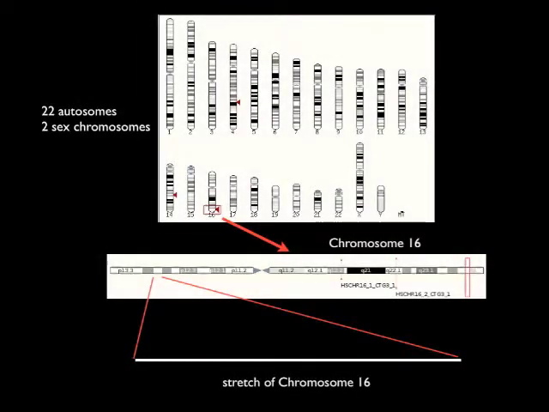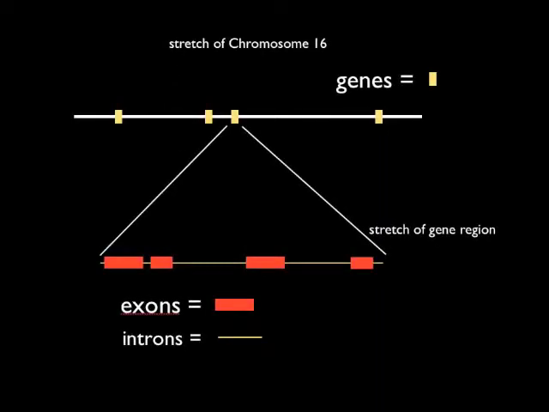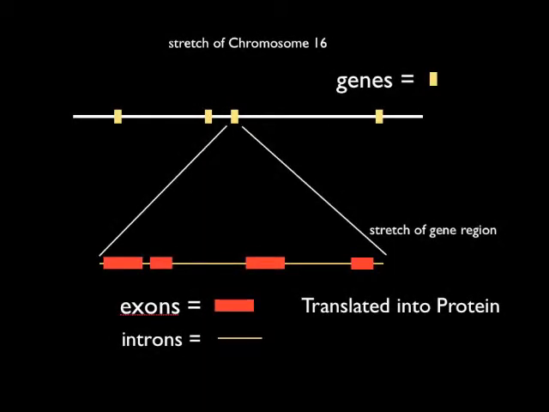Focusing on a small segment of chromosome 16 allows us to talk about the DNA structure of the genome. Genes are located along the chromosome, but chromosomes contain a lot of DNA that is in between the genes. This is called intergenic DNA. Looking more closely within a gene, there are both exons and introns. DNA within a gene is transcribed into RNA, but not all of that RNA is translated into protein. The intronic RNA is spliced out, and the exonic messenger RNA leaves the nucleus, goes to the ribosomes in the cytoplasm, and is translated into protein.